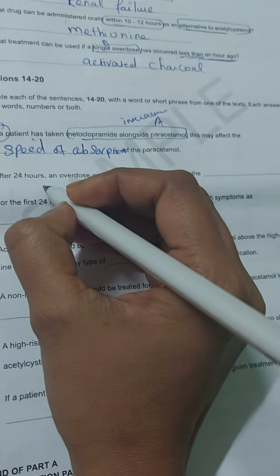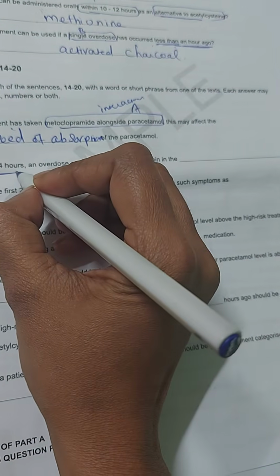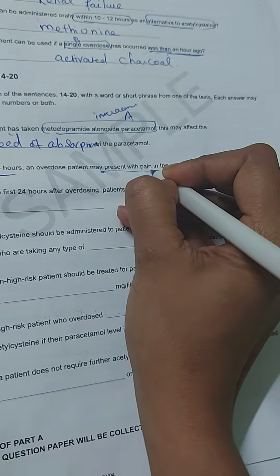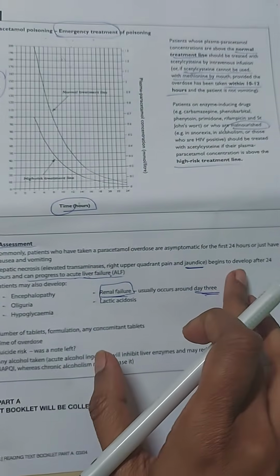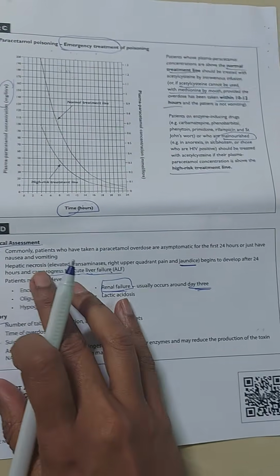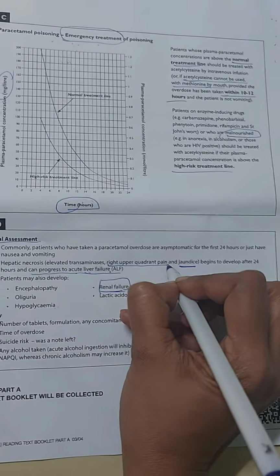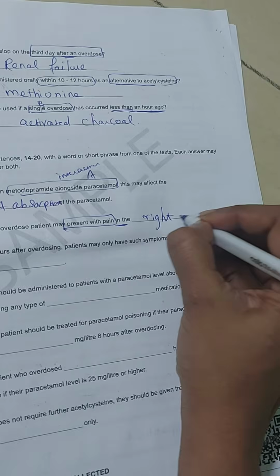Okay. After 24 hours, an overdose patient may present with. So after 24 hours means it is an assessment where you are trying to observe. May present with pain. So they are asking where it is, in some part maybe. So I have to check in the assessment, first 24 hours. Okay, here it is. They have mentioned here, I could see right upper quadrant pain. So they are talking about the pain, right? So I have to take only the words right upper quadrant.